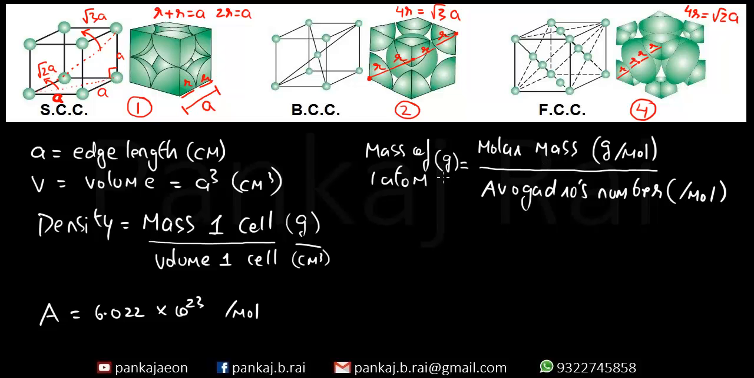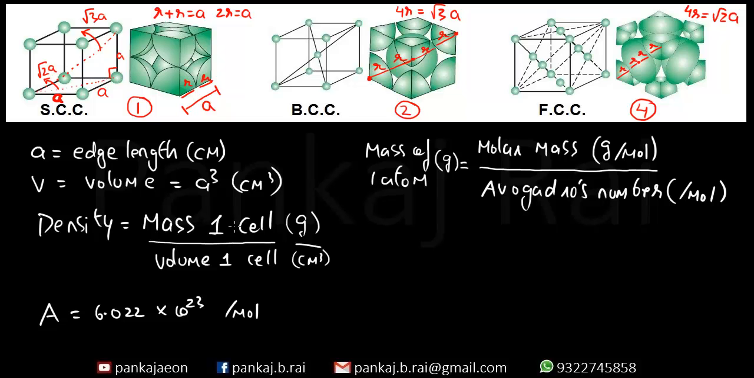After getting mass of one atom, suppose I have been given simple cubic, so mass of one atom is the same as the mass of the unit cell, which will go here. So we are getting the mass of one cell. Now if it is given BCC, I will multiply the mass of one atom by 2 because there are 2 atoms in BCC. So mass of 2 atoms would be equal to the mass of one cell. Similarly for FCC, I will multiply the mass of one atom by 4 to get the mass of one cell, which will go here.